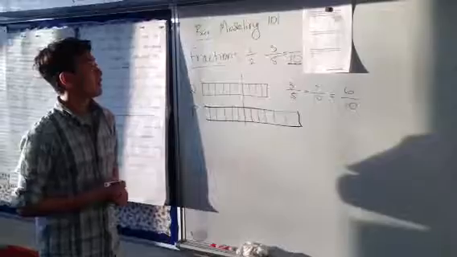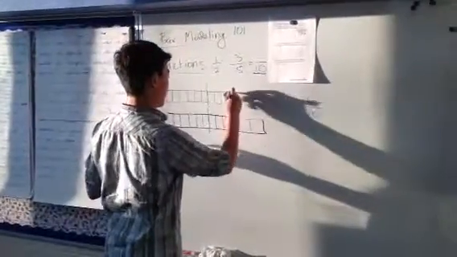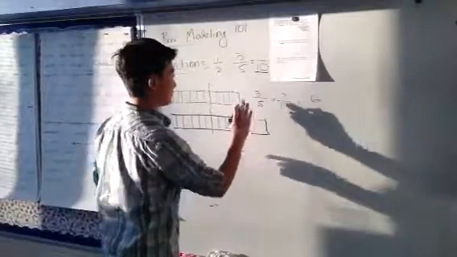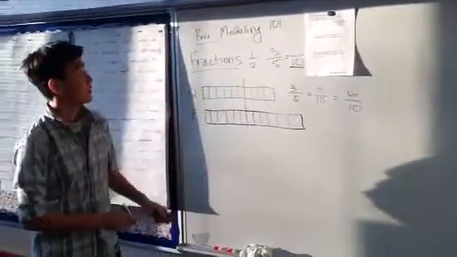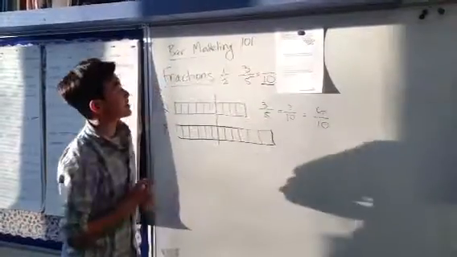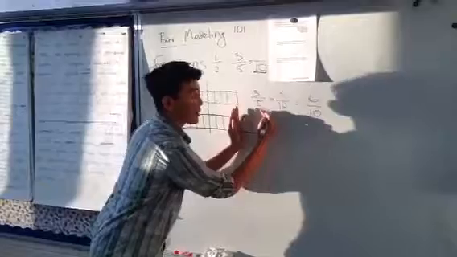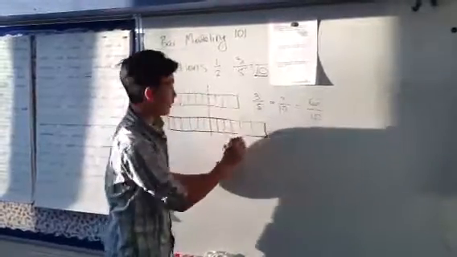Okay. Now, the last part we need to consider. Let me make this a bit bigger. The last part of the problem says that rod P is 6 centimeters longer than rod Q. This section right here is going to be equal to 6.